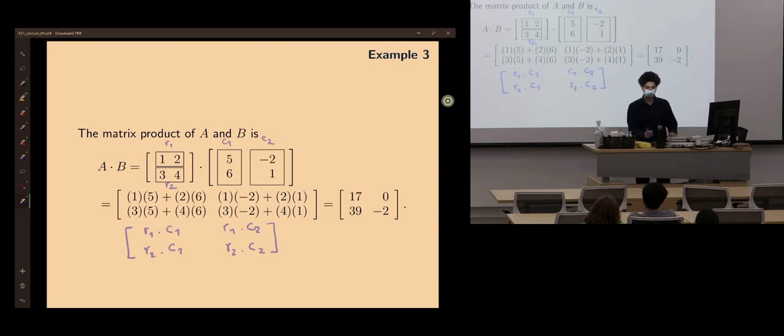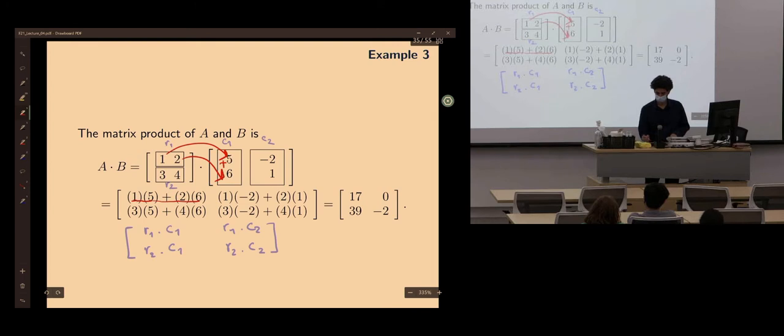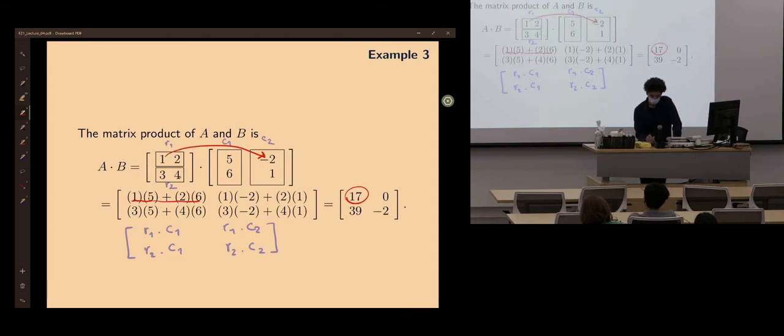All right. Multiply the first row by the first column. We get 1 times 5, plus 2 times 6. That will give us the first number here. Now we go to the second column. 1 times minus 2, 2 times 1. We add them up, we get 0.